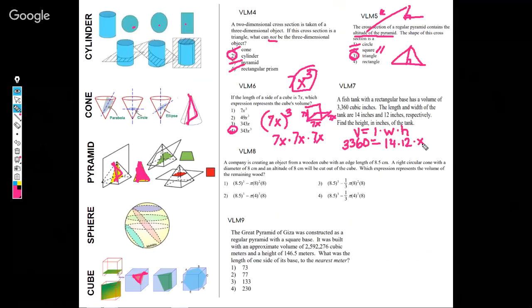This is literally an algebra problem, but made to look like geometry. So all you're going to do is 14 times 12, which gives you 168. And then what do we do to isolate the variable? Excellent. We divide 3,360 divided by 168, and we're left with x equals 20. And technically, you would find the one that says x equals 20 inches.